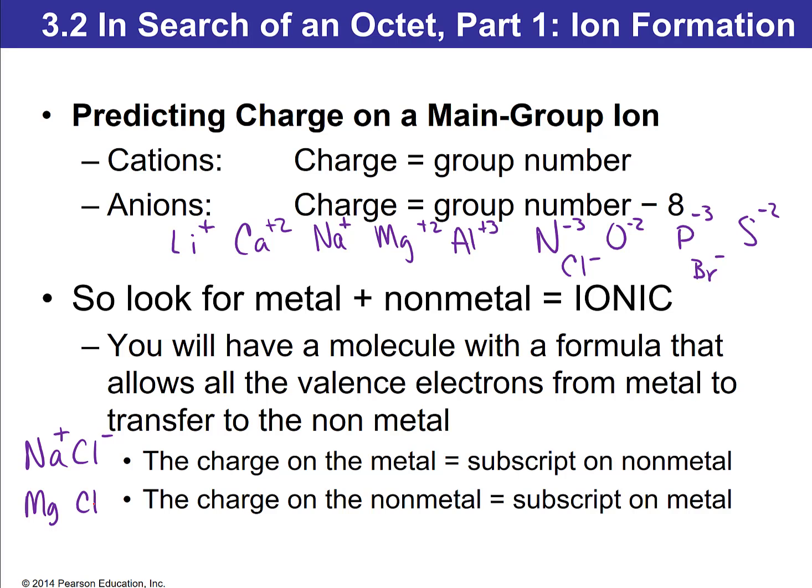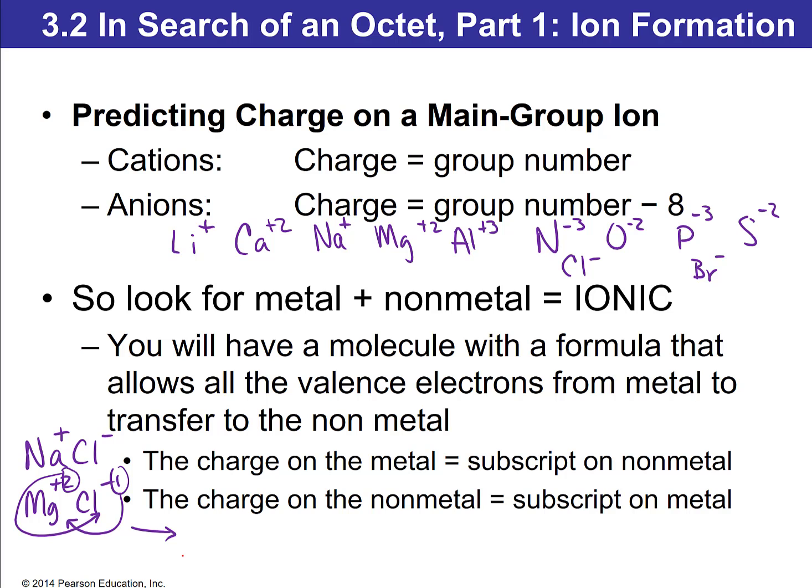But what about Mg and Cl? What's the charge on magnesium? +2. The charge on chlorine is negative. So do you notice that those charges aren't balanced? To figure out the formula, just take the charge on the magnesium and it tells you the number of chlorine. This number goes here, tells you how many chlorine. The charge on the chlorine tells you how many magnesium. So a negative is the same as saying -1. So this will go here. The charge on the metal tells you the number of nonmetals. The charge on the nonmetal tells you the number of metals.